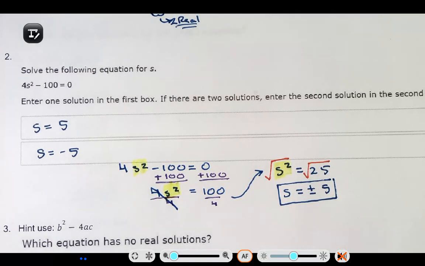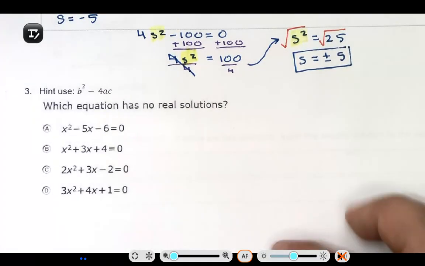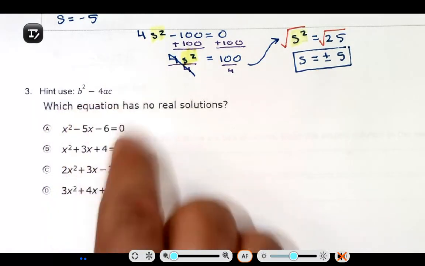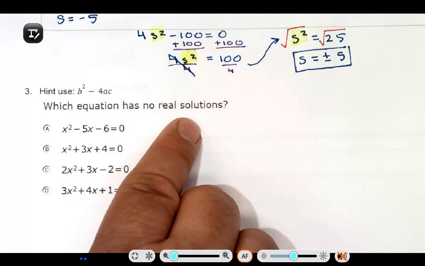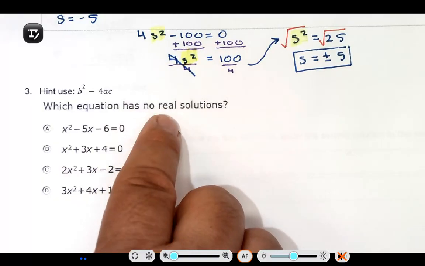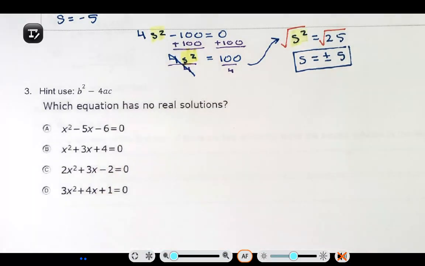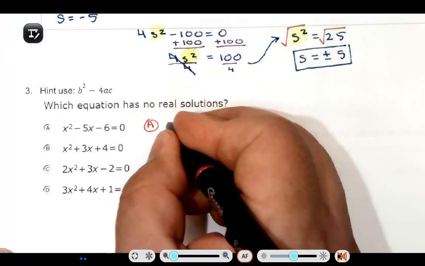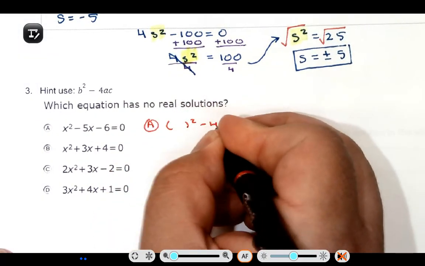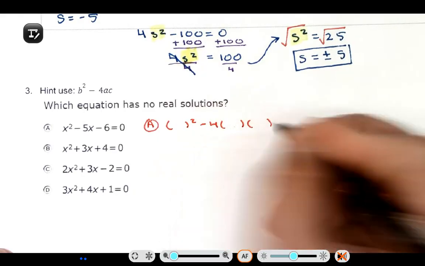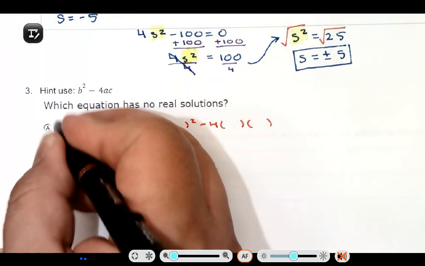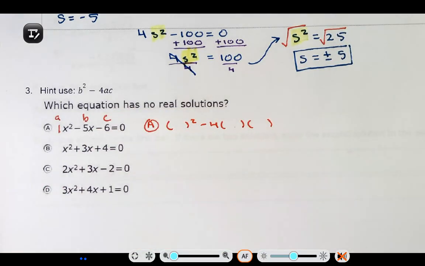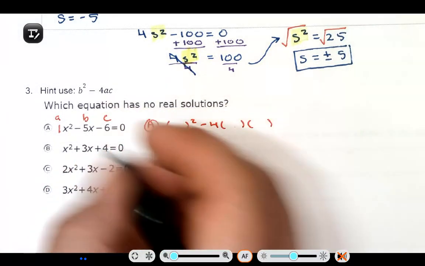Well, here's another test question possibility for you. Notice it does say hint, use the discriminant. It says which equation has no real solution. So this is exactly what we did above. It's the exact same type of question. So we're going to do what we did earlier. B squared minus 4ac. Here is my A, my B, and my C. So it's the same question. All we're doing is just testing it out.